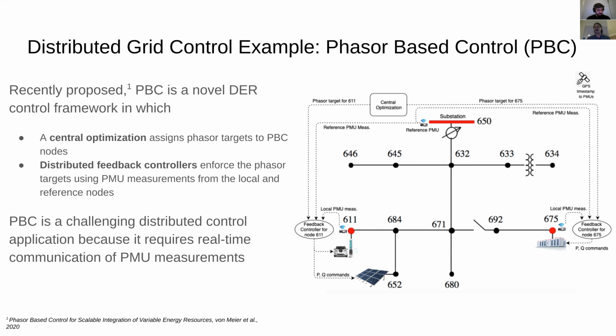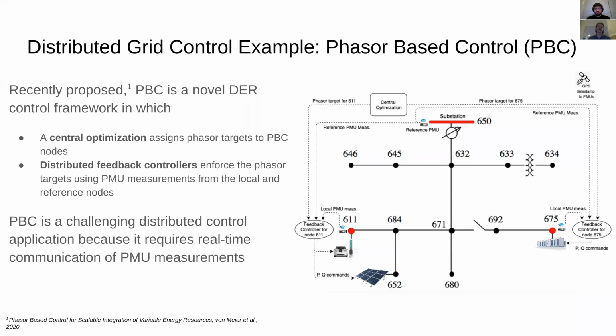In addition to Volt-VAR control, we introduced Phasor-based control earlier this year. And Phasor-based control is a very aggressive form of distributed grid control in which there are distributed nodes throughout the grid which receive phasor targets from a central optimization. And each of those nodes enforces the phasor target by modulating the real and reactive power commands of the subordinate DER, such as battery energy storage or controllable inverters or controllable loads.